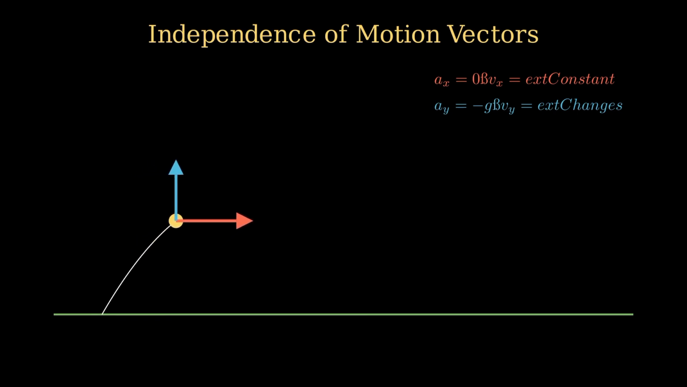The horizontal red arrow never changes because there is no horizontal acceleration. But gravity pulls down, constantly changing the vertical blue velocity.